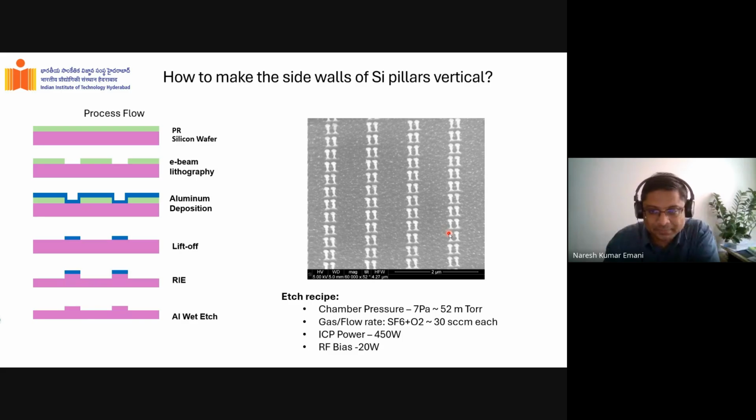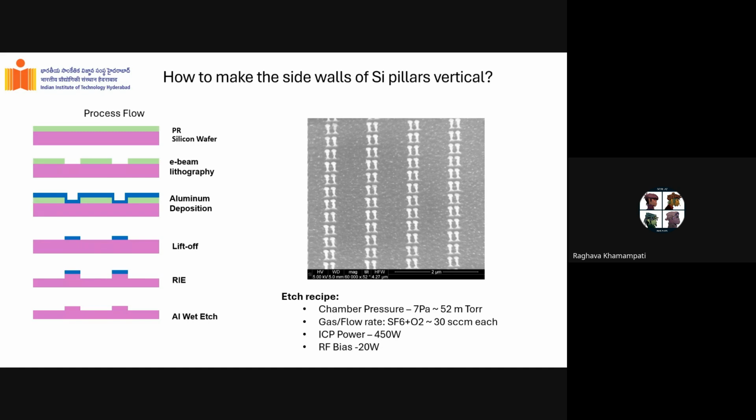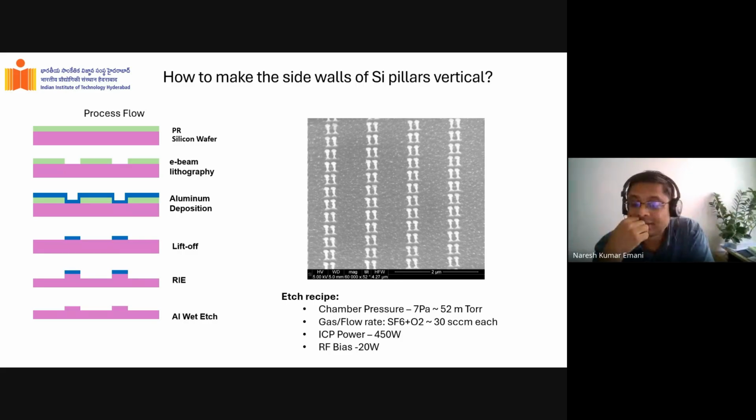Why is that happening? What would you do, Raghava? What would you do to solve this? Might be reduce the chamber pressure and increase the gas flow rate. Well, gas flow rate, is it possible to increase the gas? First answer I like. Okay, chamber pressure. I will reduce the chamber pressure.